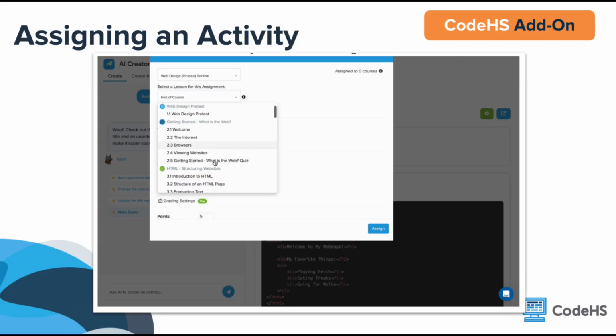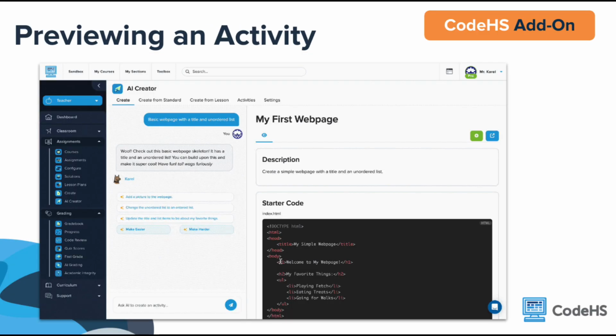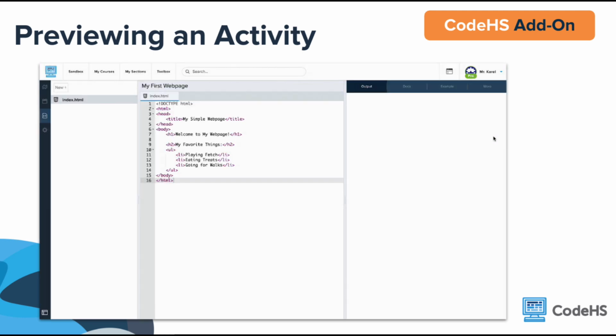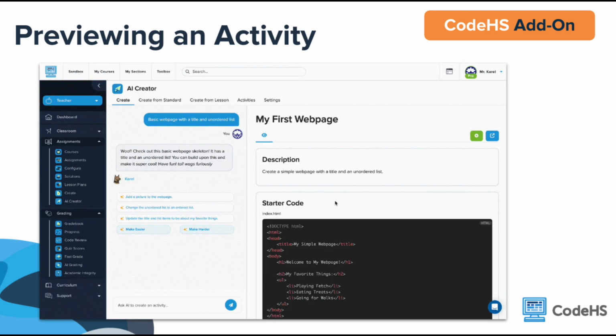Once an activity is created, you can assign it to either a specific course or a specific section. You can even get a preview of the activity by clicking the blue Redirect button in the top right corner. Let's take a look.